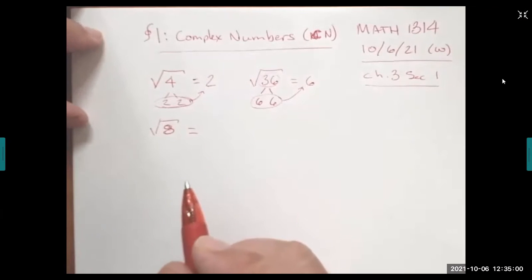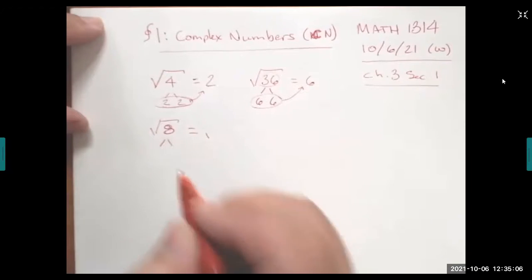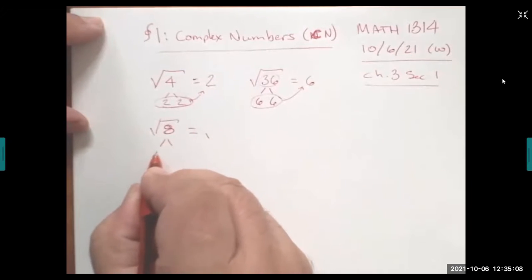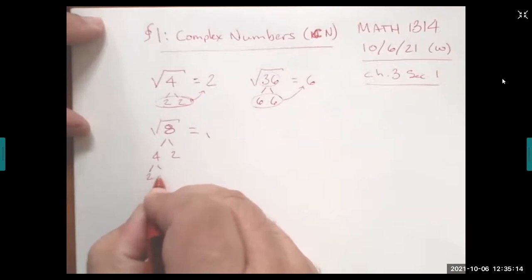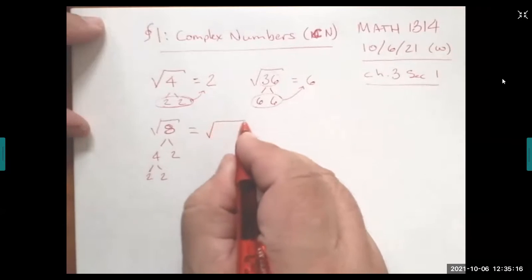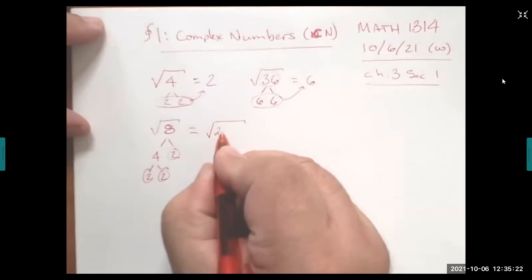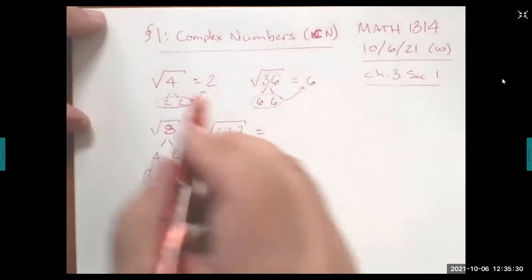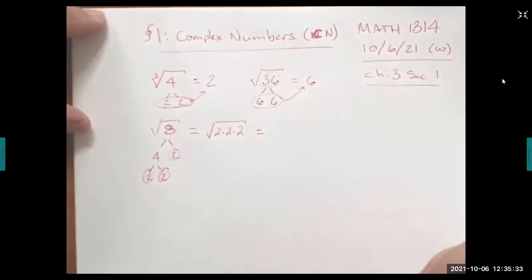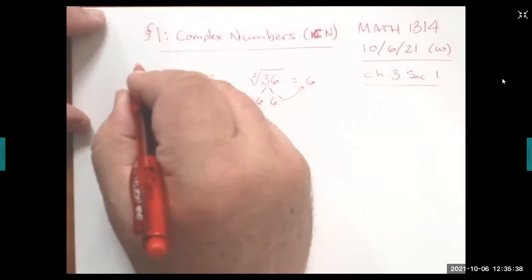But how about square root of 8? What is 8 made up of? 4 times 2. 4 is 2 times 2. So 8 is 2 times 2 times 2. It's a square root. There's an invisible 2 right here. There's an invisible 2. This is called the root.